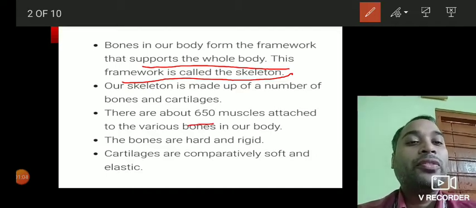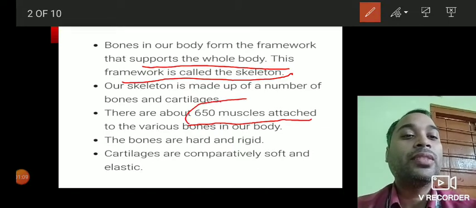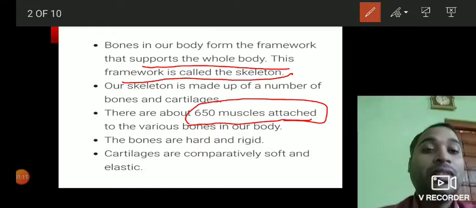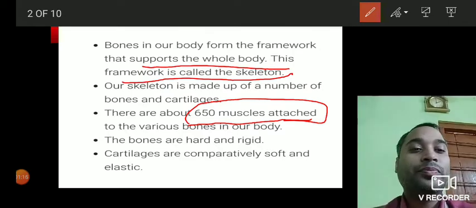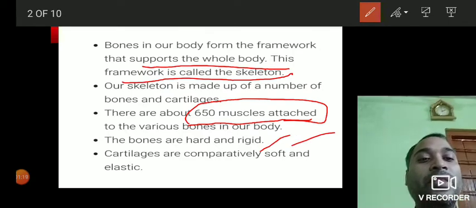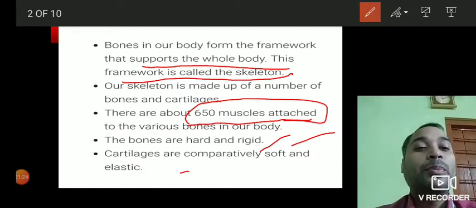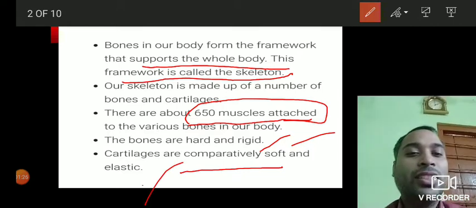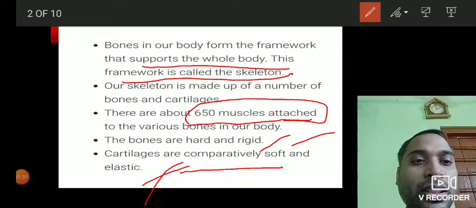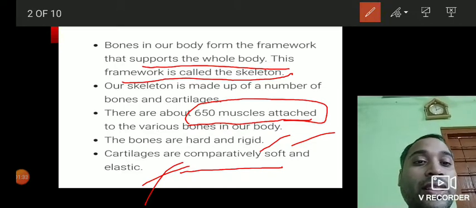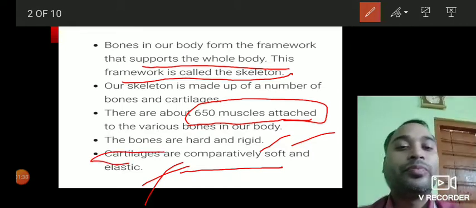There are about 650 muscles attached to the various bones in our body. Now the bones are hard and rigid. We all know the characteristics of bones. Today we are going to discuss in detail the types of bones. Then cartilages are comparatively soft and elastic. We discussed cartilages, they provide cushions in the joints so that the bones do not rub against each other and damage themselves.